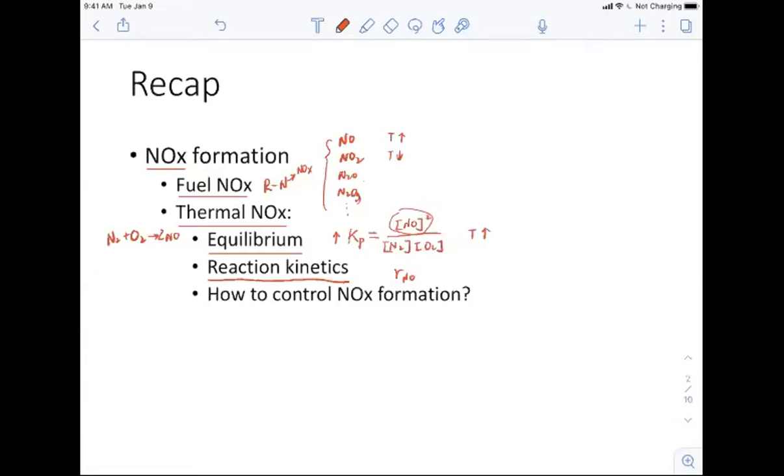So then let's come to the question. We discussed this a little bit in our last class at the end. How do we control the NOx formation? Here I'm going to launch a quiz, and then you can spend some time to think about the answer.